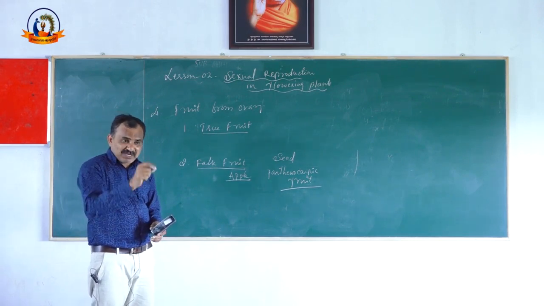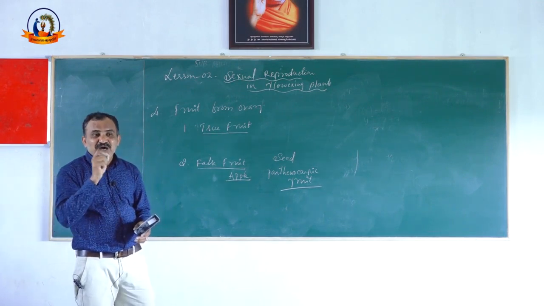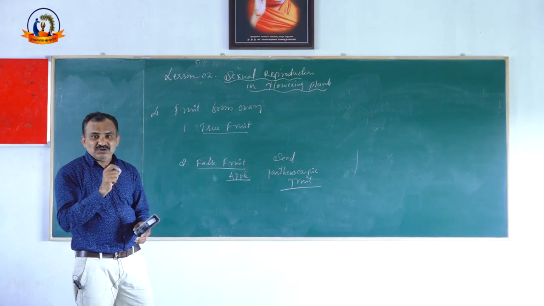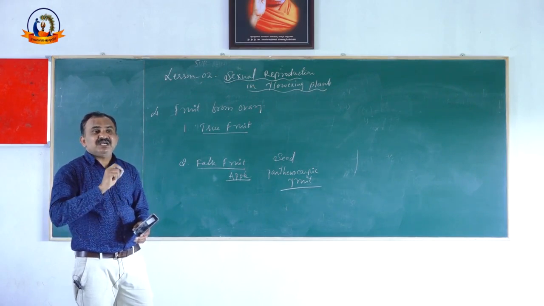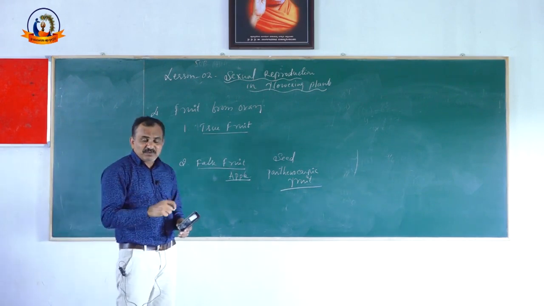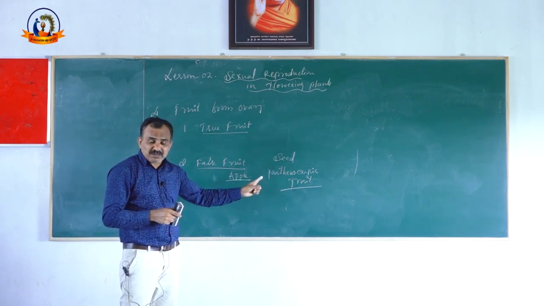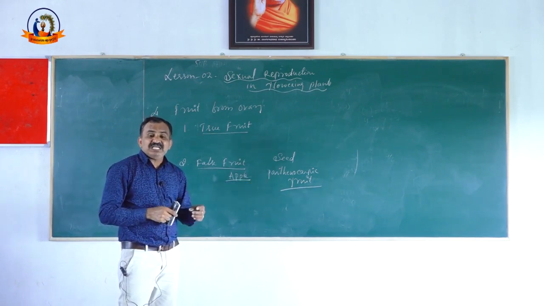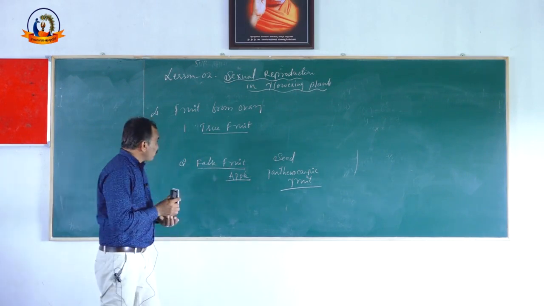Actually, for the formation of seed, fertilization is a must, whereas for the formation of fruit, fertilization is not at all required. Hence, in a few cases, fruit may be developed without fertilization. Such fruits, where fertilization fails to occur, are called parthenocarpic fruit.